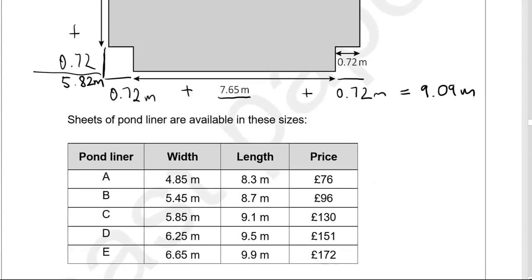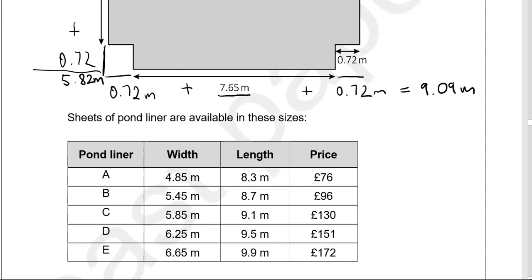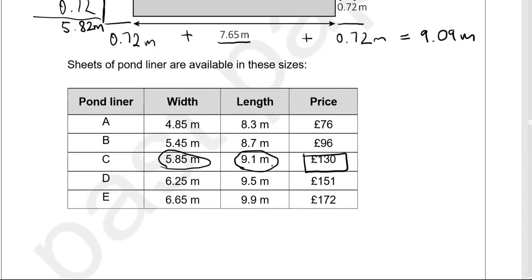So length being 9.09, the cheapest would be here at 9.1, but we've got to check the width as well. It has to be 5.82 or something slightly higher than that. So this is just about it. So £130, option C.